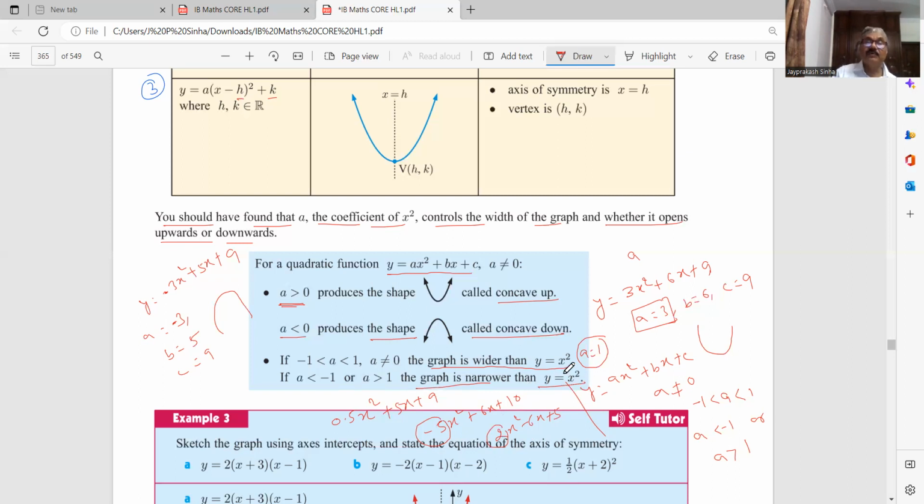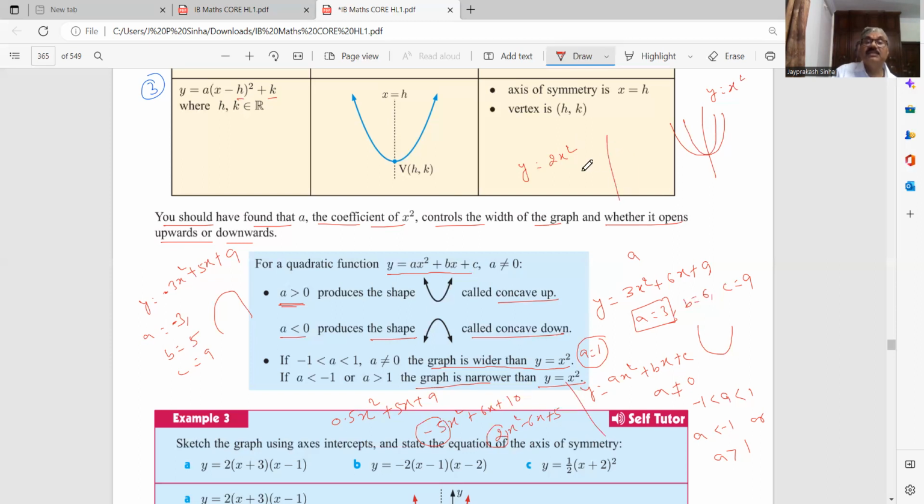Means whatever you have found the graph of, if this is your graph of y is equal to x square, okay, so if your next graph is your y is equal to 2x square, then it will be narrower. It will be like this. Are you getting? It will be narrower.